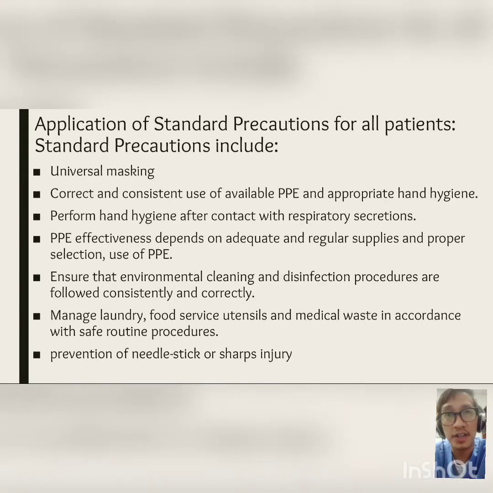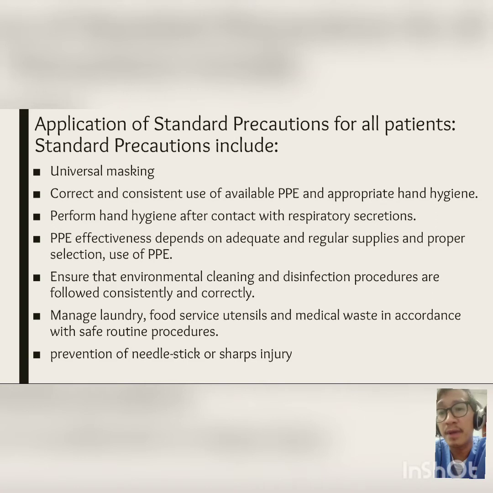The second strategy is the application of standard precautions for all patients. Standard precautions include, first, universal masking, which is a mandate from the Ministry of Health, so everyone should wear a mask. Correct and consistent use of available PPE and appropriate hand hygiene, of course, which is very important. Perform hand hygiene after contact with respiratory secretions. PPE effectiveness depends on adequate and regular supplies and proper selection of our PPE.